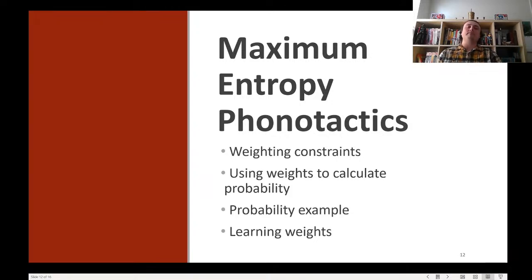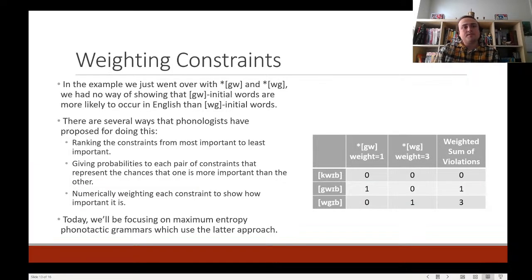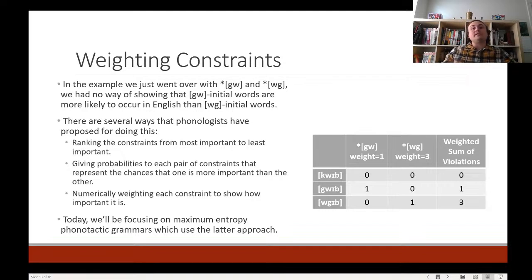Now let's talk about an actual implementation of a constraint-based grammar and how we're going to think about that in this class. In the example we just went over a couple slides back with gwa and wug, we had no way of showing that the gwa-initial words are more likely to occur in English than the wug-initial words, right? So that kind of granularity that I talked about a couple slides before that example showed up wasn't present in the example I showed you with the tableau. And there are several ways that phonologists have proposed for making sure that you can put that kind of judgment into your theory of phonotactics.